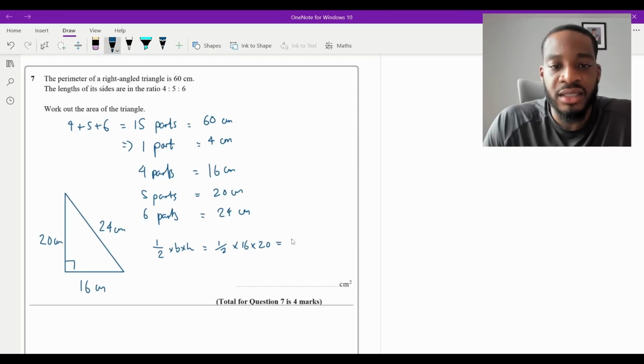Half of 16 is 8. So 8 times 20 is 8 times 2, which is 16, then add the zero. So the answer is just 160 centimeters squared. And that's it. That's question 7.